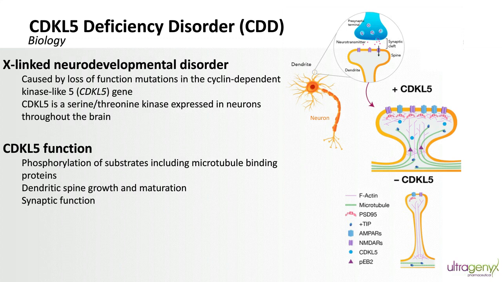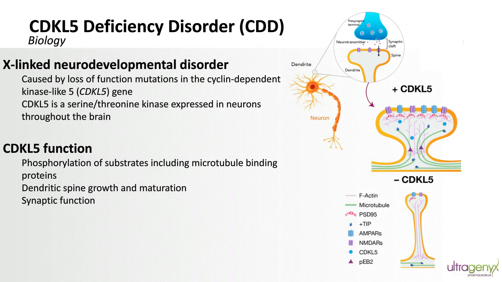So yes, dendritic spines. Those are the important synaptic contact location for neurons when they're communicating with other neurons. So CDKL5 is important as a kinase, which means that it phosphorylates other proteins. And when it phosphorylates those substrates, it tells them to do certain functions. And what CDKL5 is doing here is phosphorylating substrates such as microtubule binding proteins that then are responsible for forming the dendritic spines and maturing them.